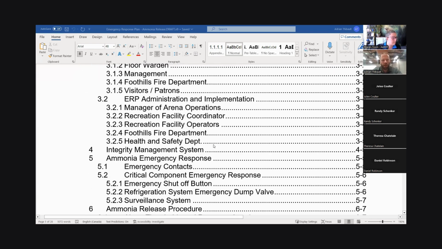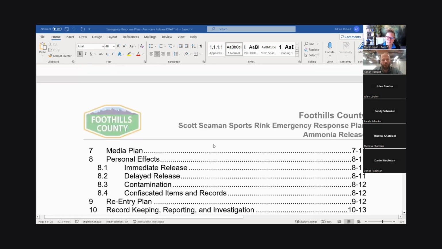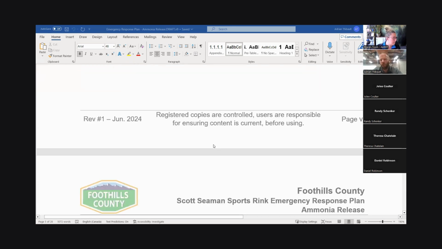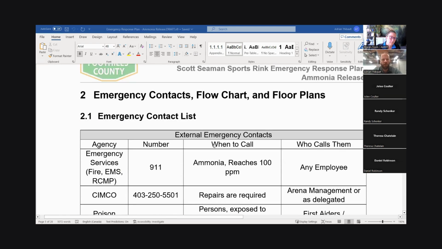Of course, got a table of contents. It's always good to have, right? So you can find things really quickly. We're not going to go through that though, because we're going to look at the meat and potatoes of this.